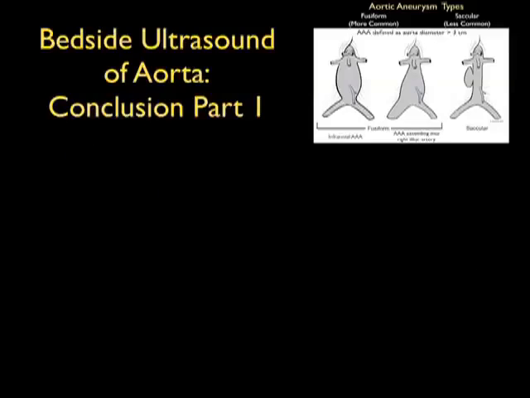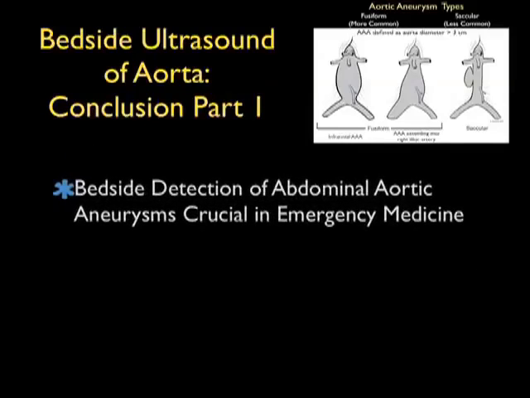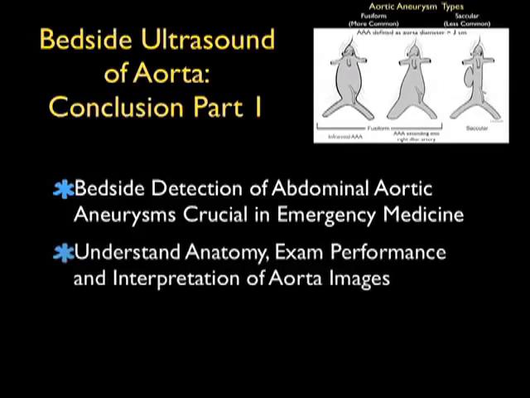In conclusion, thanks for joining me for the Soundbites module covering part 1 of bedside ultrasound of the aorta. Using bedside ultrasound to detect abdominal aortic aneurysms remains one of the most crucial applications of point-of-care sonography for the emergency physician. And hopefully by going through this module, you now understand the anatomy of the abdominal aorta, how to perform the ultrasound exam of this structure, and how to interpret the images of the aorta that you will obtain.